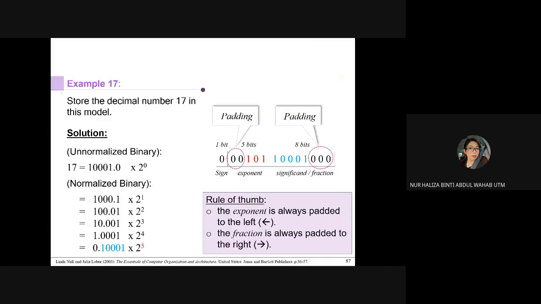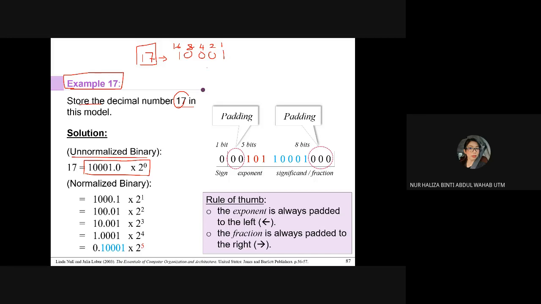Here first, we're going to look at example number 17. Let's say we have an unnormalized binary. Let's say we store the decimal number, so this one is our decimal, 17. You change it into binary and you get 10001. If you don't understand, please try your calculator or convert it one by one. This will be 1, 2, 4, 8, 16. So 16 plus 1, you will get 17 in decimal.